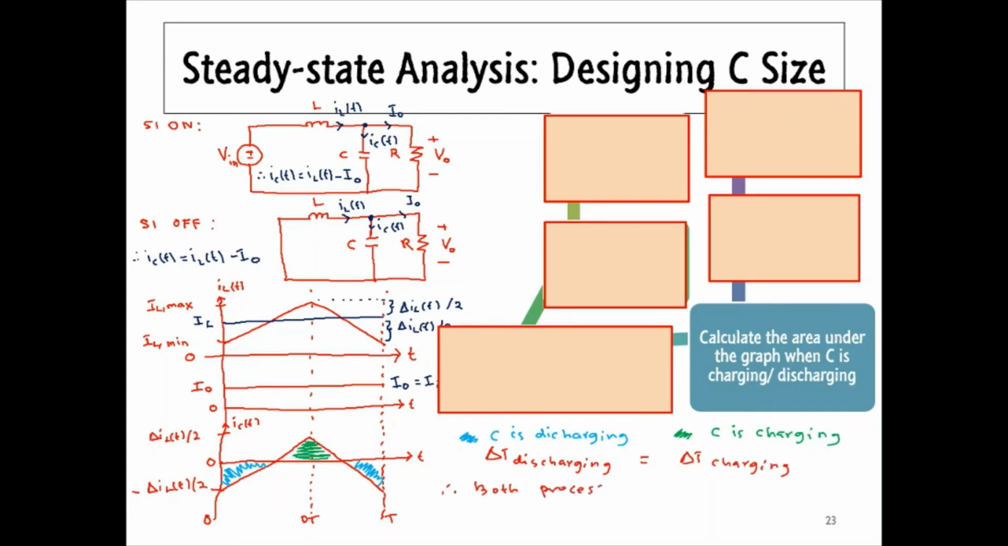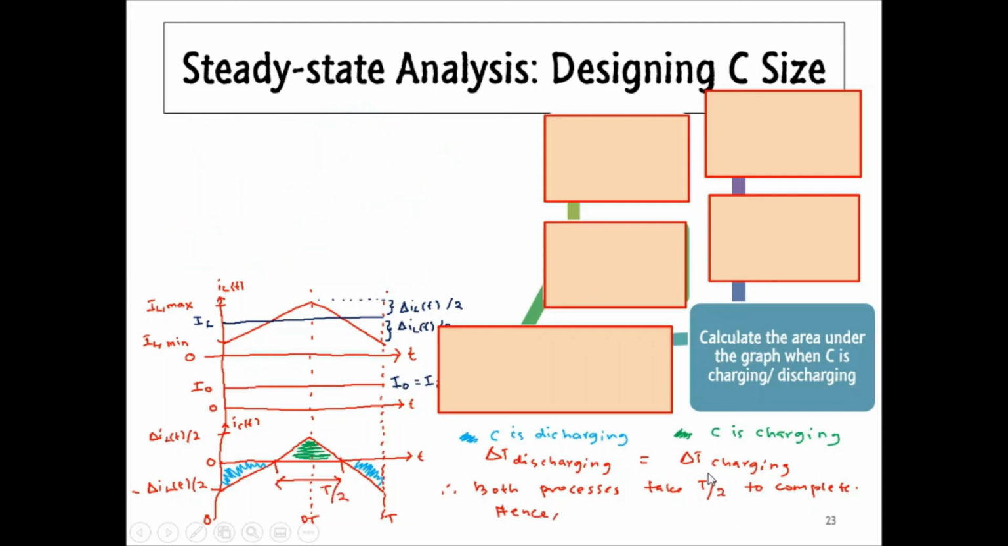According to the steady state operation, the change of time of the discharging process is equal to the change of time of the charging process. Both processes take half cycle to complete. Therefore, we can label the x-axis of the current waveform like this.